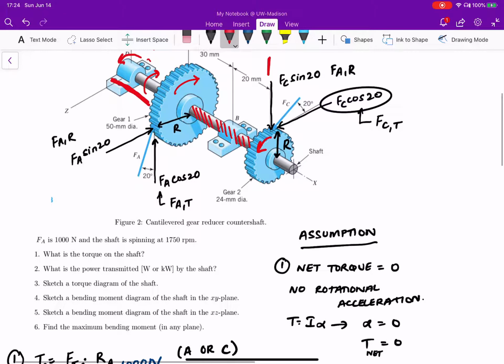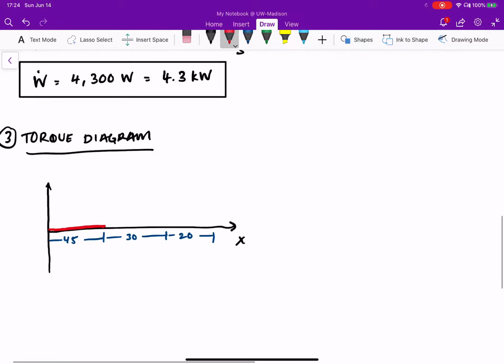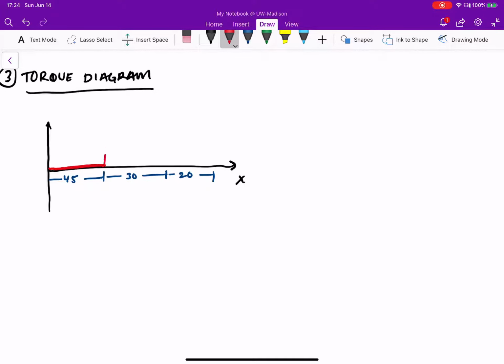In between those two, we have a bearing, but that bearing doesn't really impose any restrictions on the rotation of the shaft. As a result, it doesn't impart any torque on the beam in that section. That beam is only subject to the torque induced on it from the bigger gear and the smaller gear. So after 45 millimeters, we go up to a certain value, and then we're constant till we reach the next gear. And then it drops again.